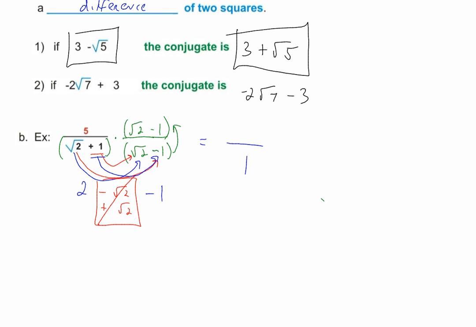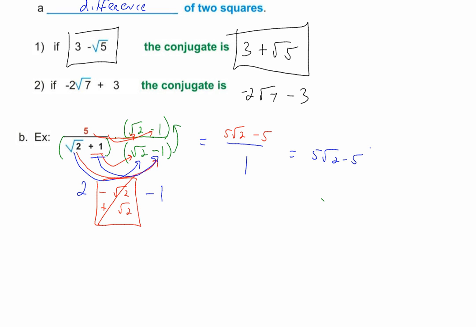So on this one, we have to finish out by distributing the 5. So what's 5 times the square root of 2? Guess what? It's 5 times the square root of 2. And what's 5 times a negative 1? A negative 5. Final answer, we wouldn't leave anything over 1.